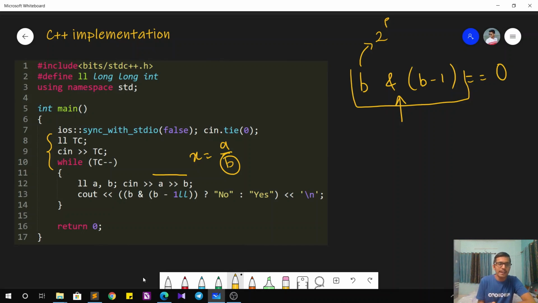So we just write that in the form of a condition. I've written this ternary operator. I evaluate this condition. If it is true, it means that my answer is no, that is, Chef cannot win the game. And if it evaluates to false, it means that it is a power of 2. So if b is a power of 2, in that case, my answer is yes. So we just output that, and that's it. That's pretty much the implementation.